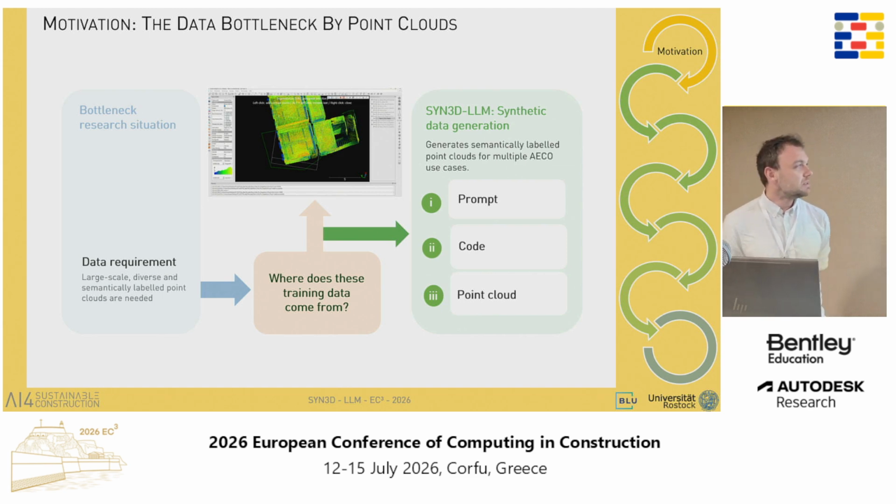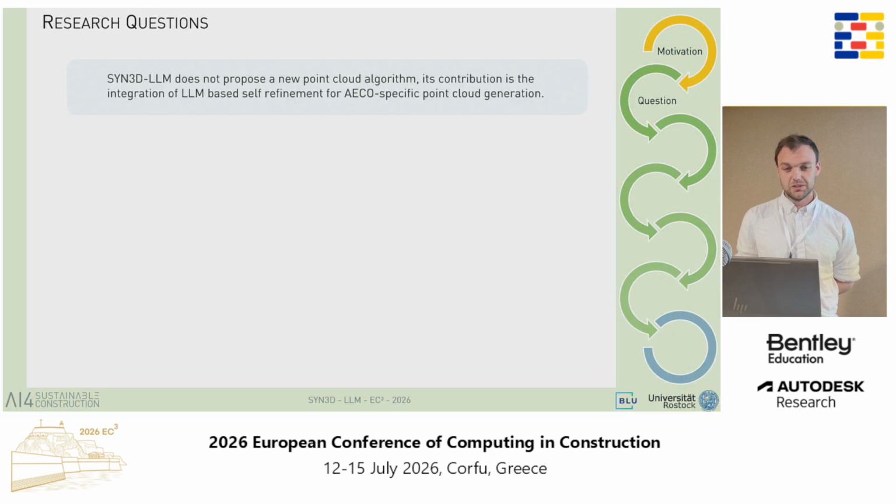It's really easy. The framework works like this: we make a prompt. The prompt generates code, and the code generates, in the end, the point cloud. So the point cloud is then directly annotated, and we can use it for classification or segmentation and so on.